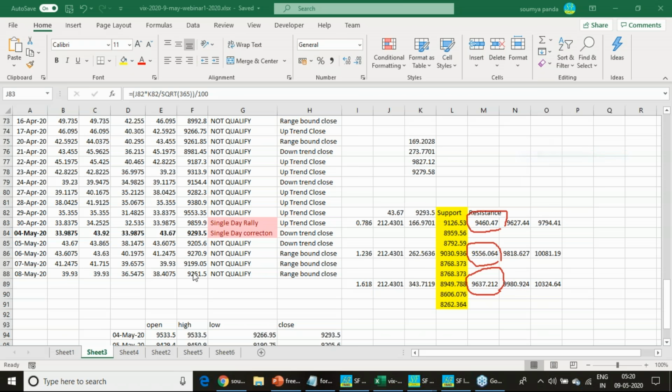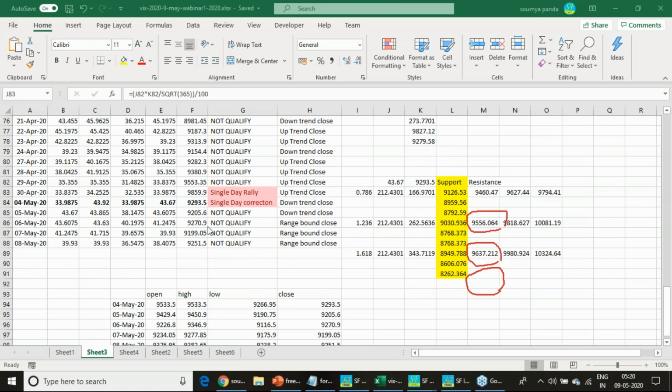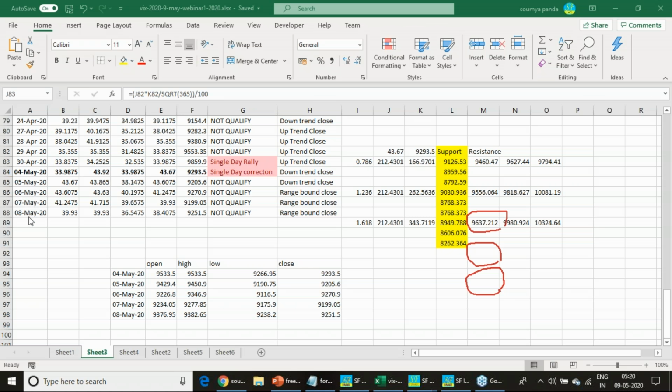Just go back to this data. 4th May we have calculated. From 5th to 8th May, what are the things that happened? I have put the Nifty spot from the 5th. The 4th May has gone. This day we have a single day correction. From 5th onwards, we will see.